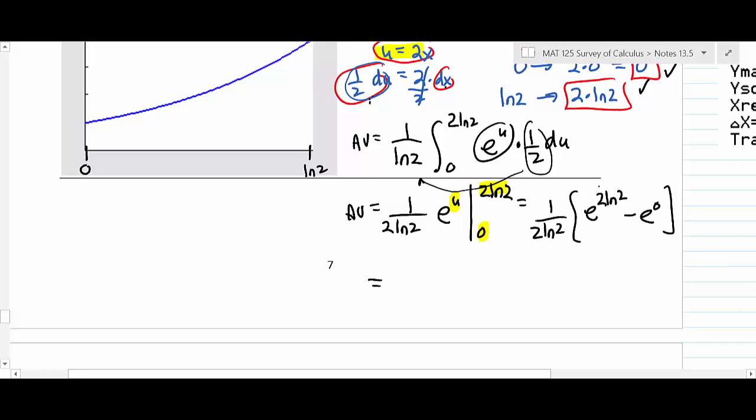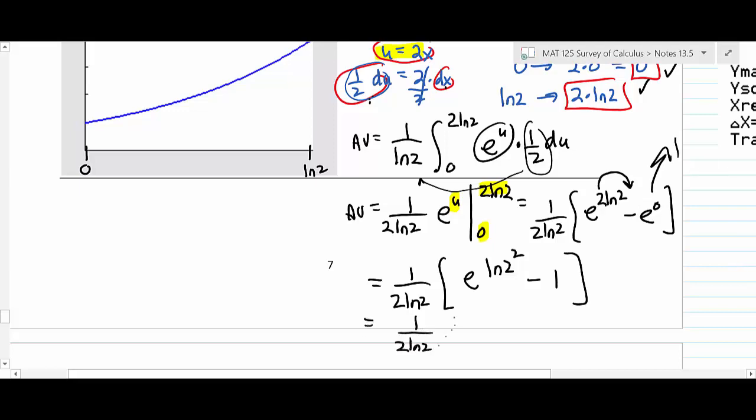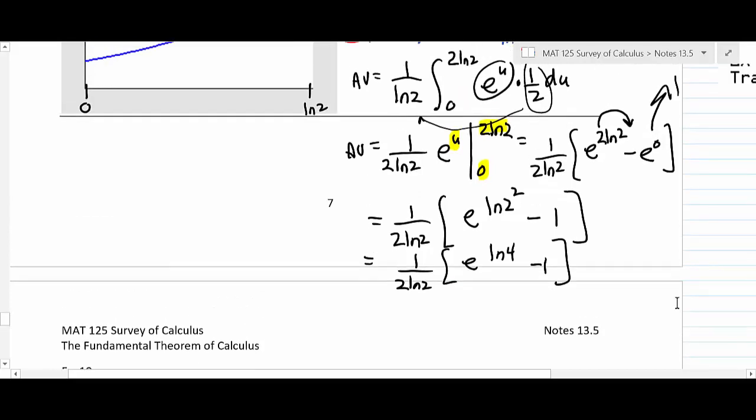This right here, one thing that you learned about ln's is this property. If you have a number in front of an ln, it can be written as the exponent. Because remember, an exponent can be brought down in front of an ln, so you can do that the opposite way. So you're going to have 1 over 2 ln2, and then we're going to have e to the ln of 2 to the second, and of course e to the 0 is 1, so we get that. Okay, so what we're going to have from here is 1 over 2 ln2, that will be e to the ln4 minus 1. And actually that's the exact answer to the problem right there.